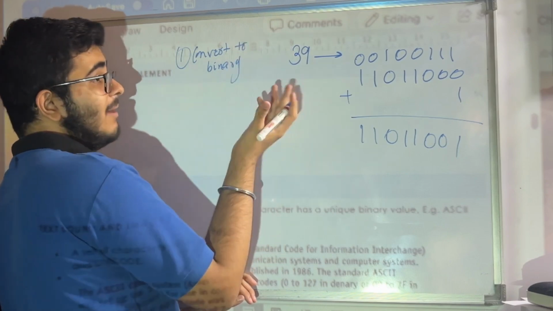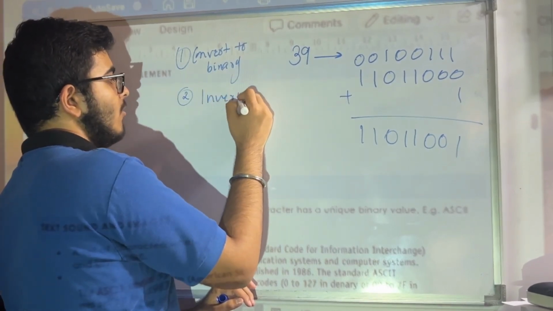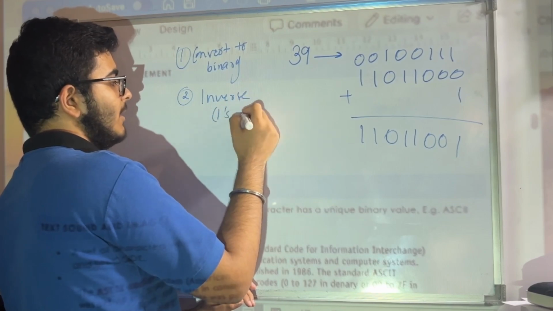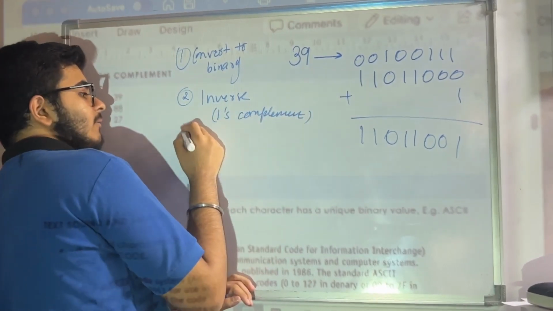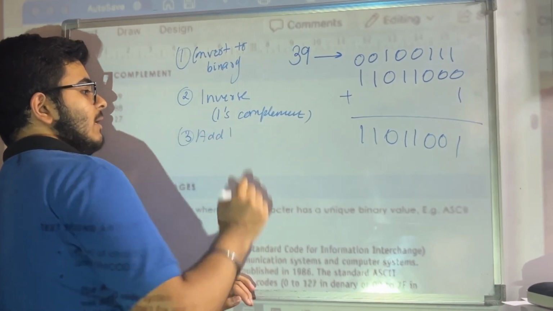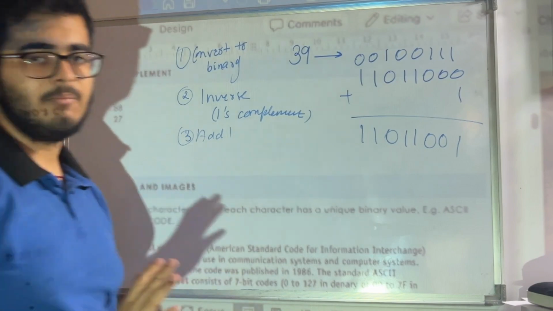If it's already in binary, then we skip this step. Then we inverse the number, or we do 1's complement. Then at the end, we add a 1. That's it. This is the process known as 2's complement, which will be asked in your paper, right?